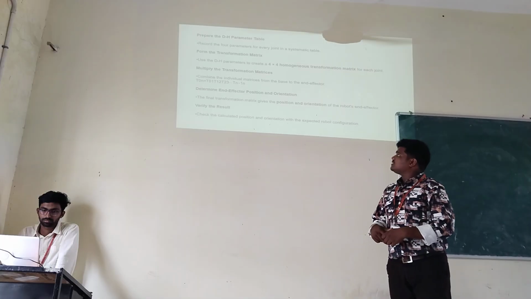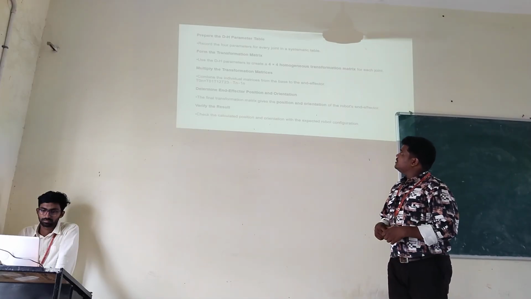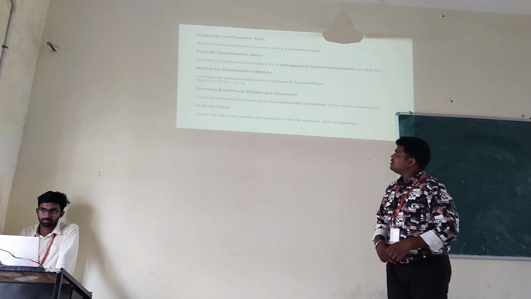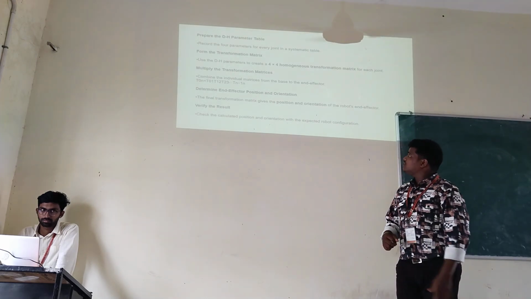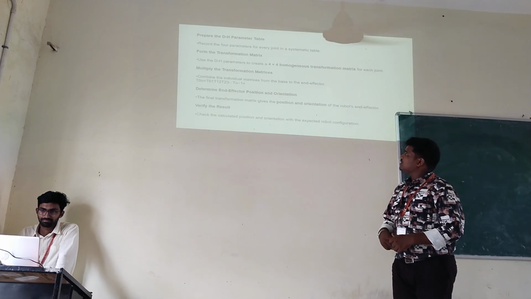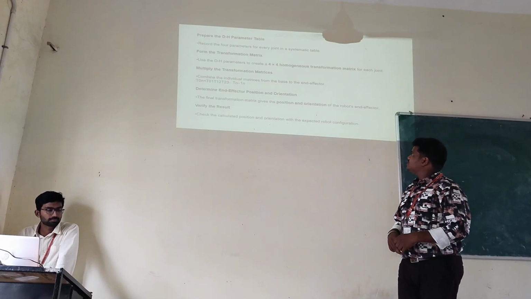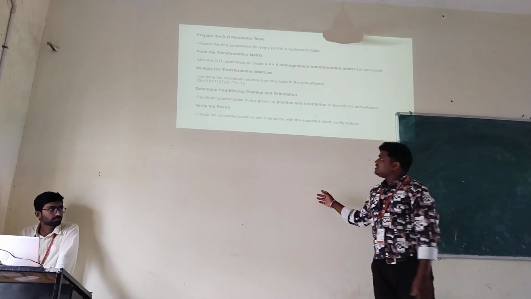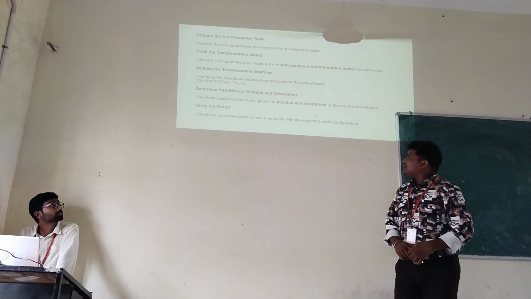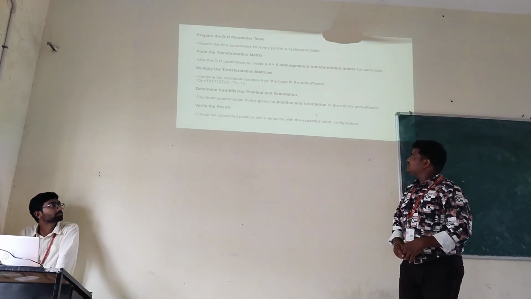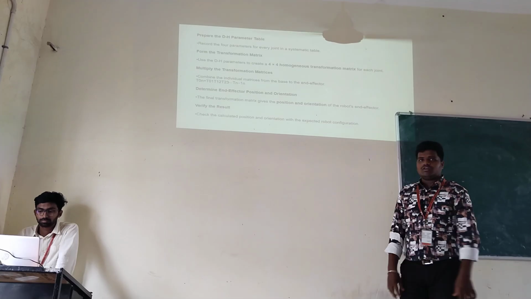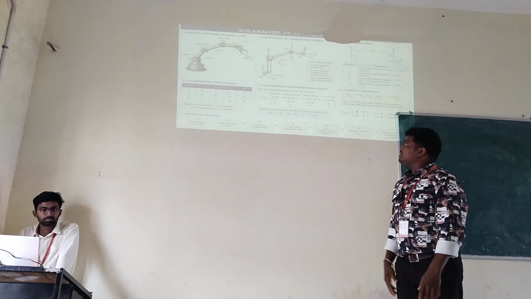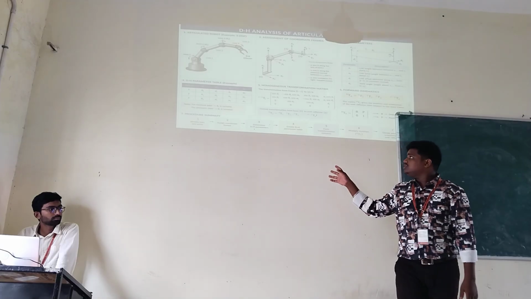Multiply the transformation matrices. Combine the individual matrices from the base to the end effector. Determine the end effector position and orientation. The final transformation matrix gives the position and orientation of the robotic end effector. Last, verify the result. Check the calculated position and orientation against the expected robot configuration. This is how we calculate the DH analysis for robots.